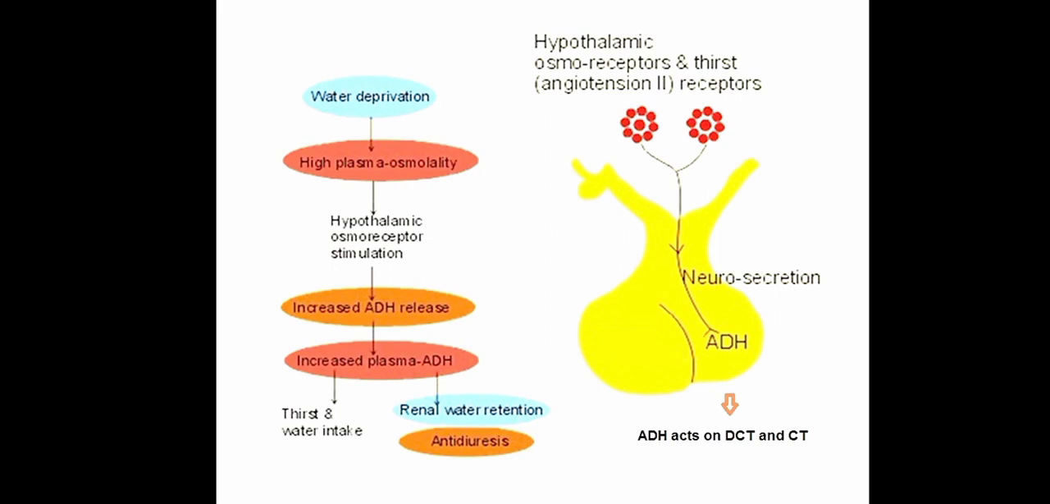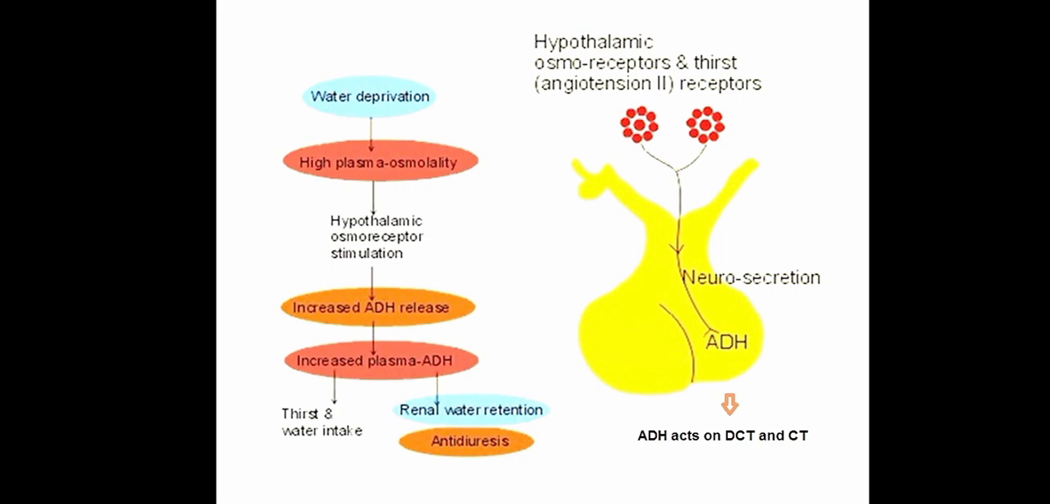So the sum total is that when the osmolarity of the body increases, that is, the amount of sodium and other ions increases in the body and the water is less, the osmoreceptors in the hypothalamus are triggered, that is excited, which stimulates the posterior pituitary, which releases ADH in the blood.